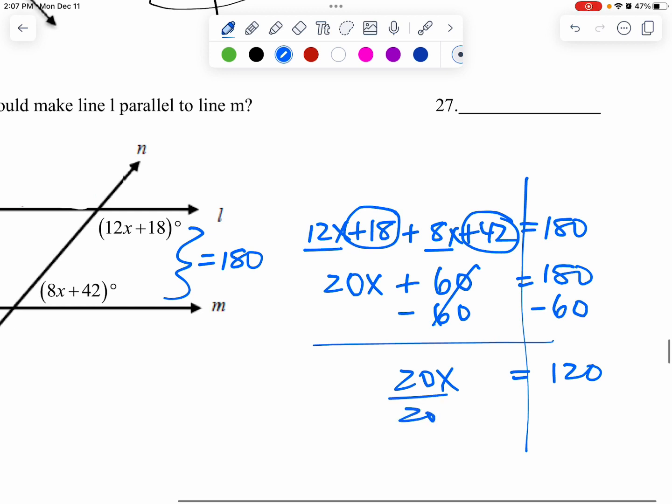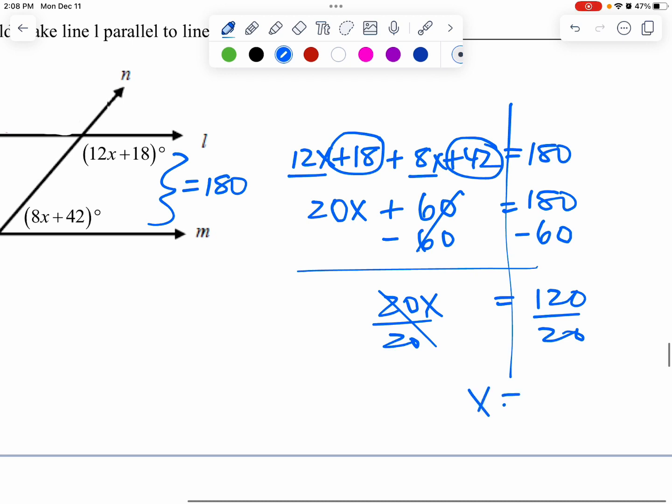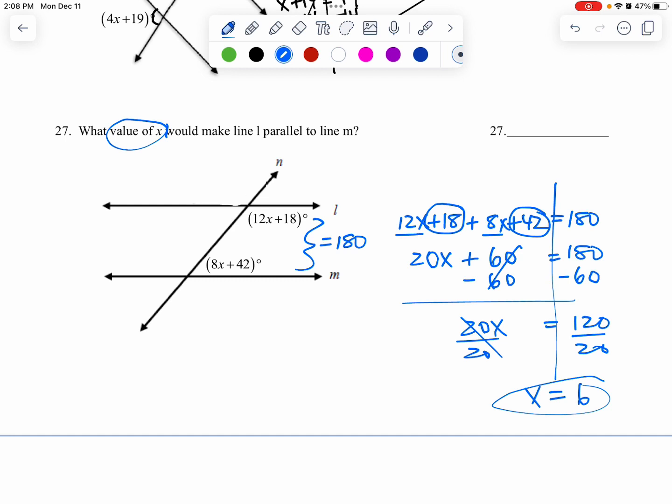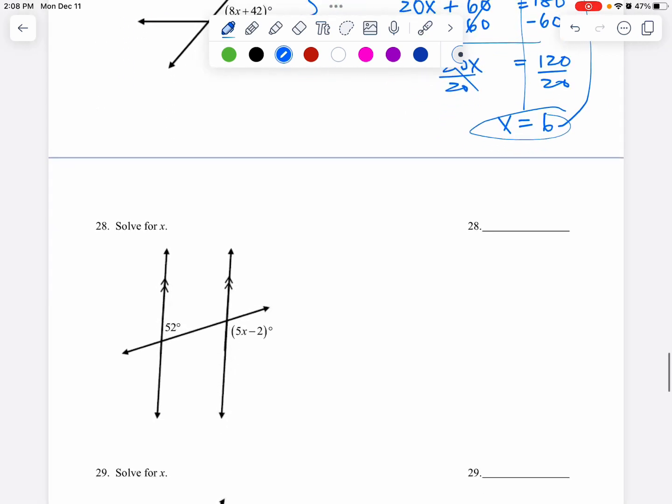I'm going to divide by 20. And I believe we get x equals 6. Beautiful. And what does it want me to know? What value of x? Therefore, x is the answer, which is 6. Okay, how about this one?